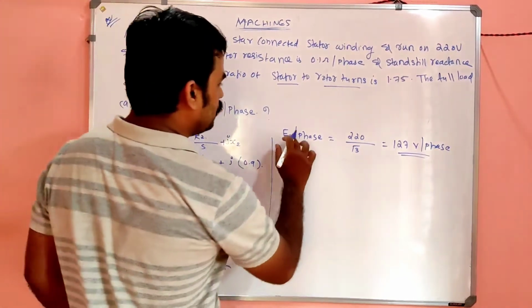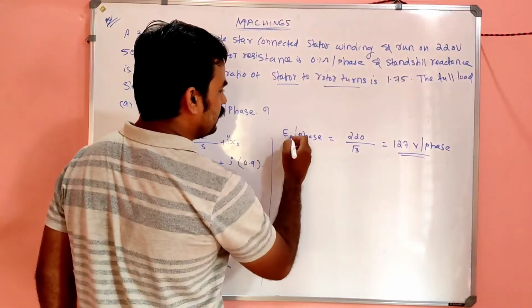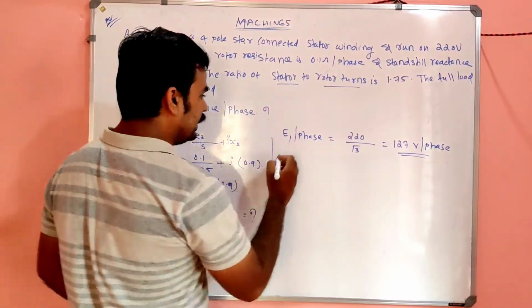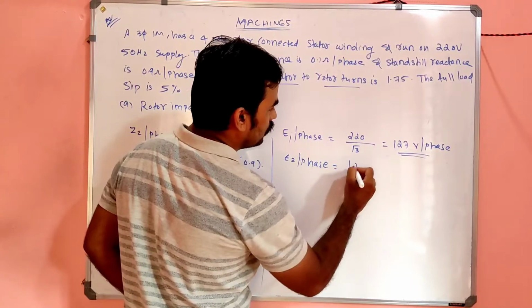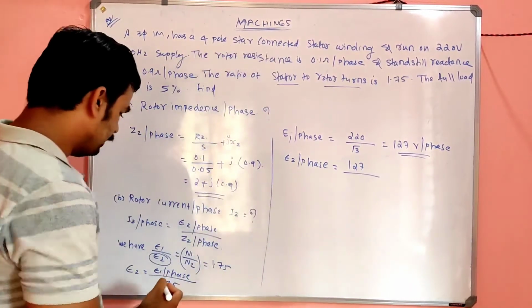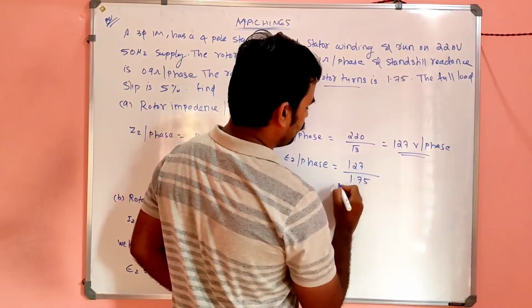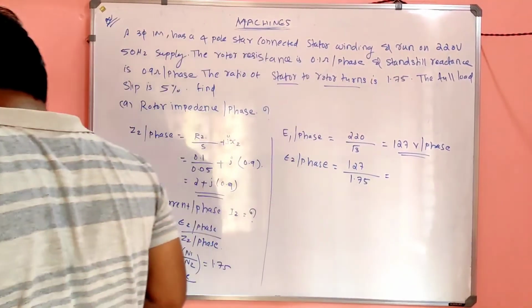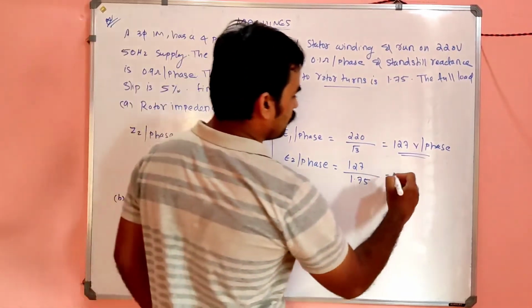So E2 per phase, my dears. Sorry, E1 per phase is the given quantity, 127. So E2 per phase will be what? It's equal to 127 divided by 1.75, correct? 127 divided by 1.75 will give 72.6 volt.